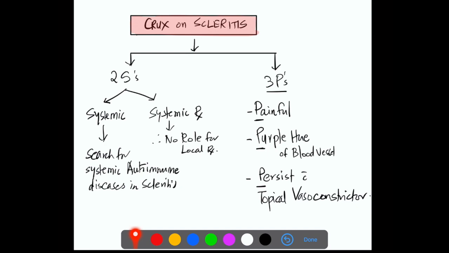Now that ends with this discussion on scleritis. I hope I've made it as comprehensive and as clear as possible. So if you have kind of forgotten whatever I've told you, I think you can remember by the two S's. Systemic. Search for systemic autoimmune diseases in scleritis. Systemic. There is no role for local therapy. You should give a systemic treatment only. 3 P's. Painful, purple hue of the blood vessels, persisting with topical vasoconstrictors. So that is with the scleritis.